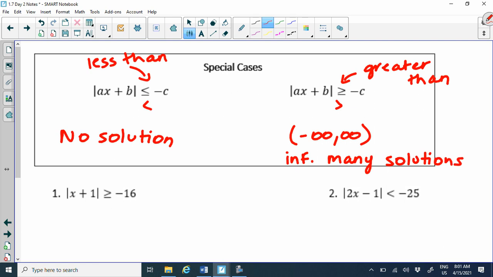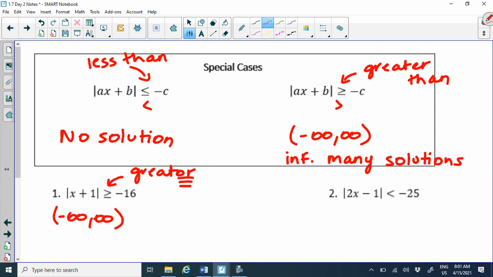Okay? So let's look at our first example. We have the absolute value of x plus 1 greater than or equal to negative 16. So is this our or the and problem? This is the greater, and we have it set to a negative. So when we have a greater and it's set to a negative number, that means it'll be from negative infinity to positive infinity. So you don't even need to do any work, okay?